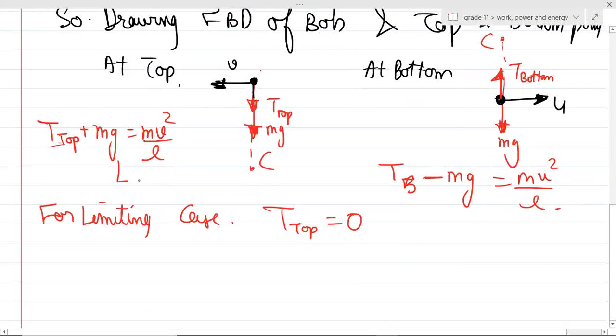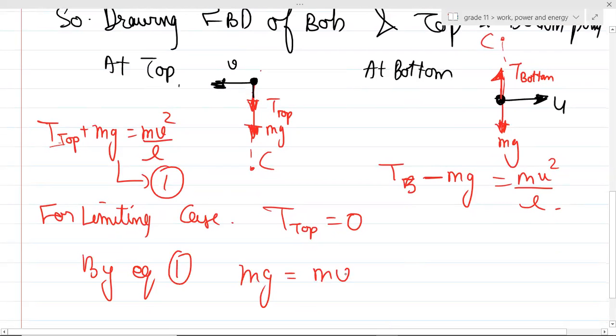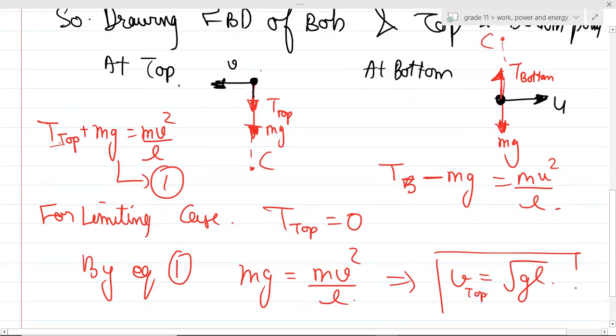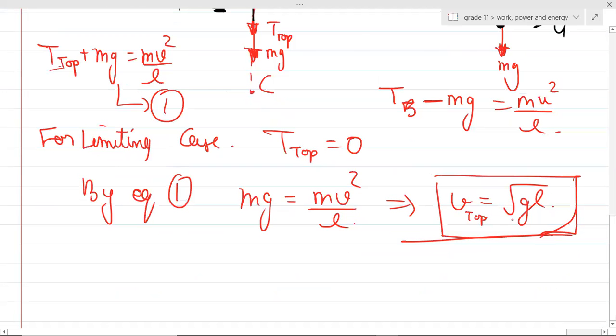So at that particular instant, by equation 1, can I write mg is equal to mv square by L? And from here, can you see v is equal to under root of gL? So to complete the vertical circular motion, the velocity at the topmost point should be under root of gL. Now, instead of using the work energy theorem, we can use directly the energy conservation law.